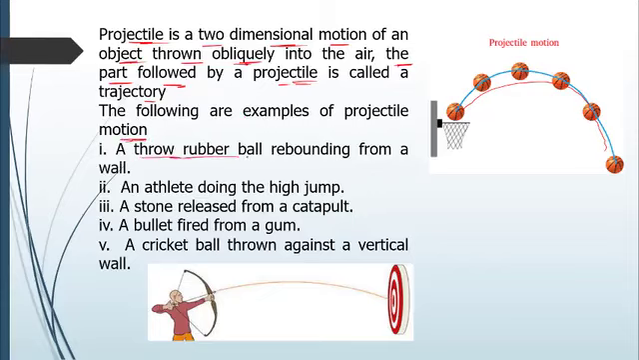Examples are when you throw a rubber ball and it rebounds from the wall, and you have an athlete doing a high jump. His motion, when he jumps from point A to point B, is more like this. And then you have a stone fired from a catapult. A stone fired from a catapult most likely is going to go like this, so that's a parabola as well. A bullet fired from a gun also has a parabolic motion. And then we have a cricket ball thrown against the vertical wall. None of these things happen straight.